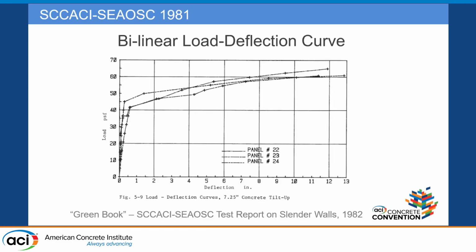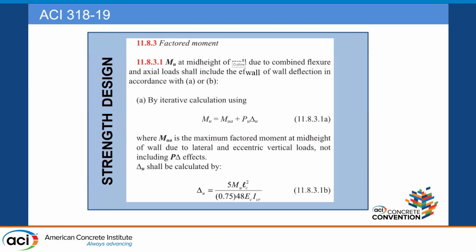So the bilinear curve John talked about, here are the provisions. So this is strength design, and you can find your moments here. So here's the moment equation. So we've got an applied moment and a second order moment. And then this gives you, by iteration, you can calculate this, okay? So moment based on your deflections. Deflections are based on moment, there's your iteration, okay?